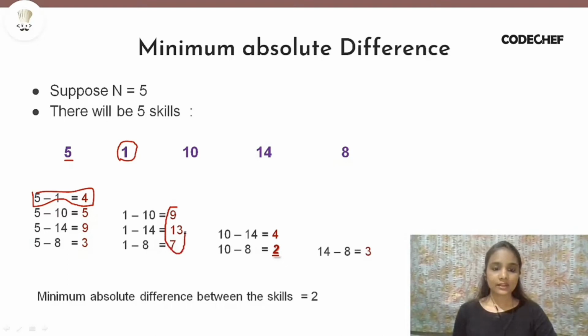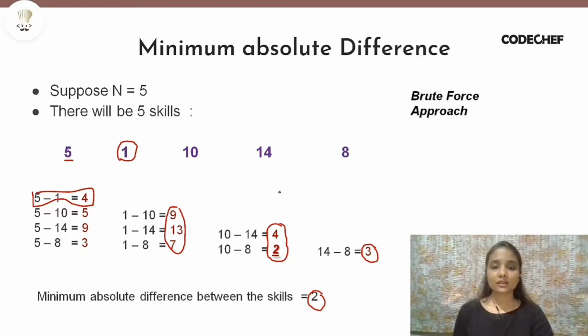All that you see written in red are the differences between any two horses. So what are we doing here? We are calculating the difference between the skill of any two horses that are there in the stable. We found that from all these differences, the minimum is 2. So this is our answer. But this is a brute force approach. What is a brute force approach? That we take every possibility into consideration and then we solve the question.